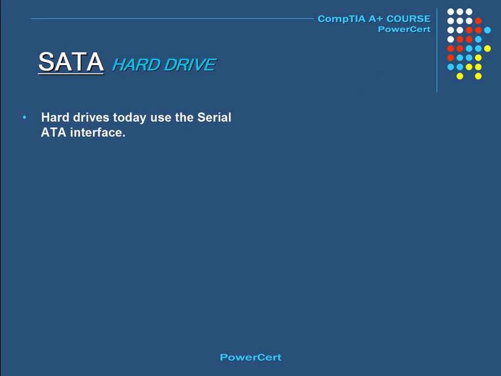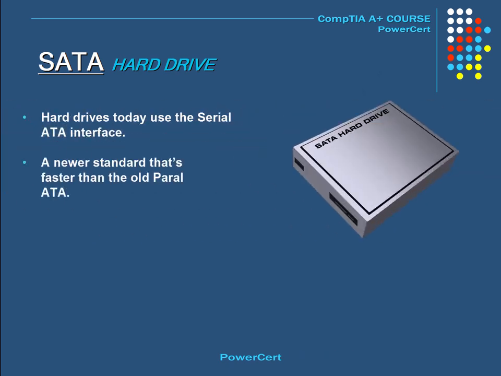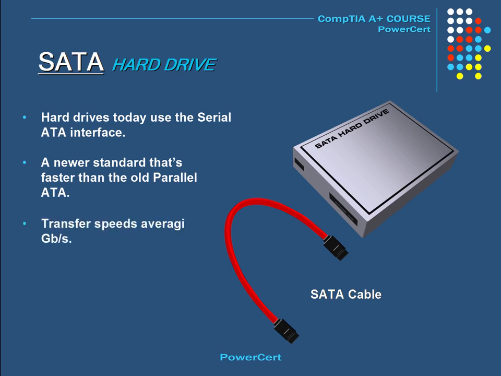Hard drives today use the serial ATA interface. Now this is a newer standard that is faster than the old parallel ATA interface. Instead of data traveling in a parallel path, the data travels in a serial path, which means that data travels one bit at a time. SATA drives have transfer speeds averaging 6 gigabits per second, which is considerably faster than the old parallel ATA. Other advantages of SATA drives are that they are hot swappable and the cables are a lot smaller, which makes cable management a lot easier.